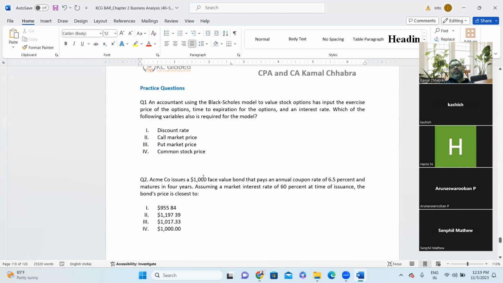So let's do 2 quick questions and then we are done for the day. An accountant using the Black-Scholes model to value a stock option has input the exercise price of the option, time to expiration of the option, and interest rate. Which of the following variables is also required for the model? Discount rate, call market price, put market price, or common stock?